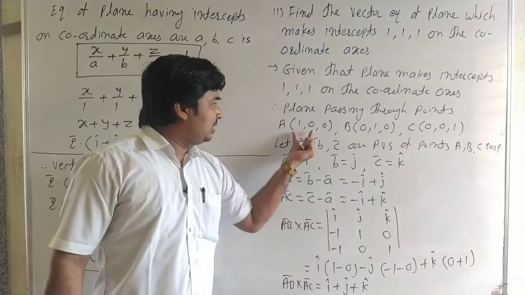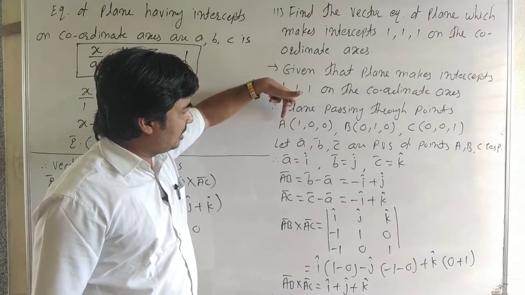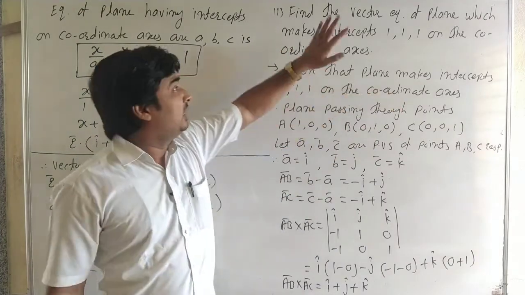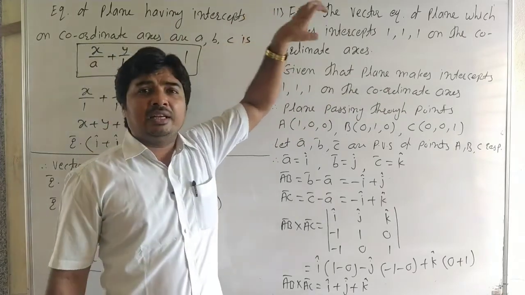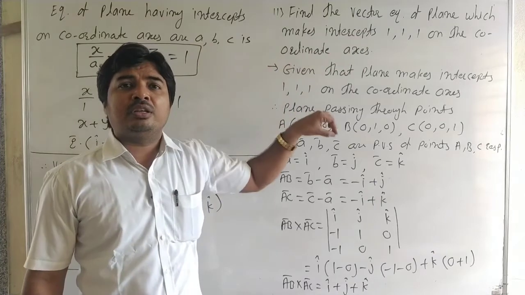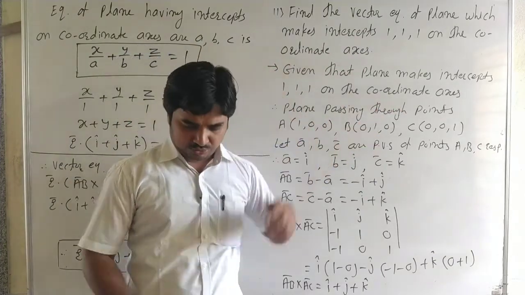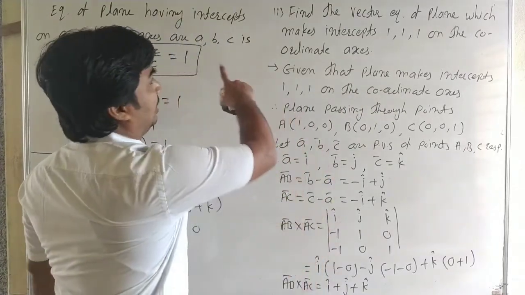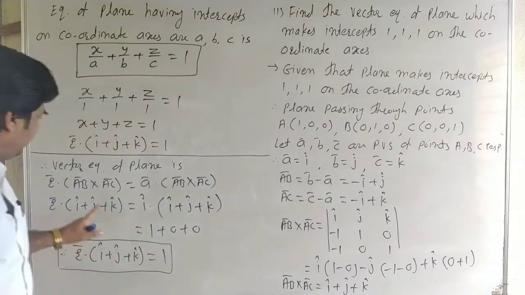Here, when intercepts are given we can find the 3 points. In the next example, the 3 points are directly given. Find the vector equation of the plane passing through 3 points whose coordinates are directly given. Here we see one example. See carefully, the plane passes through 3 points, and we can use this formula.